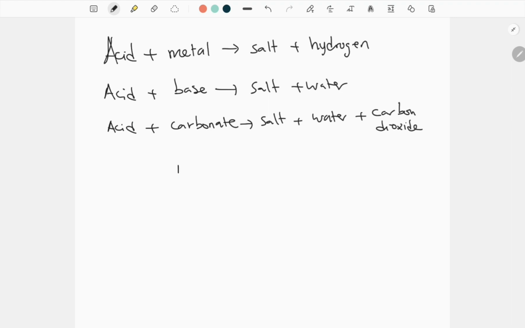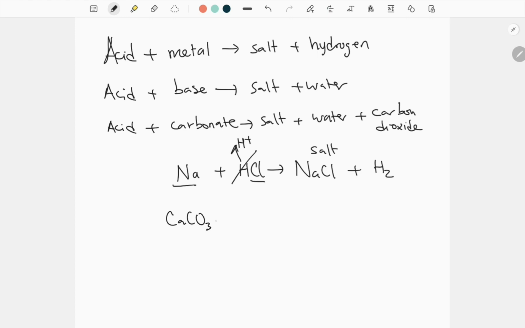First, if I had sodium and hydrochloric acid, I first have to determine the salt. So first you cross off the hydrogen in the acid. I know that the HCl is my acid because it contains the hydrogen as the first element. It starts with hydrogen because all acids contain hydrogen ions. So this leaves behind the sodium and the chloride, making sodium chloride my salt, as well as hydrogen gas as my other product.